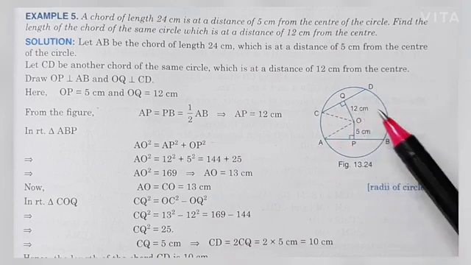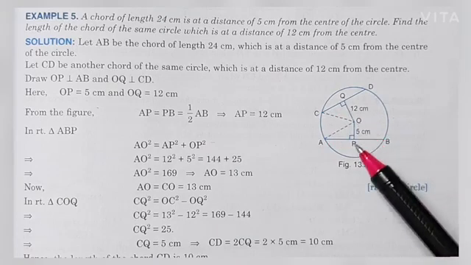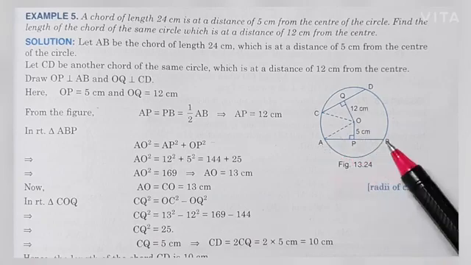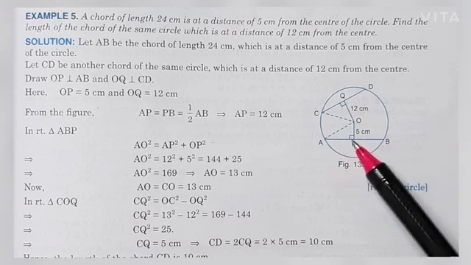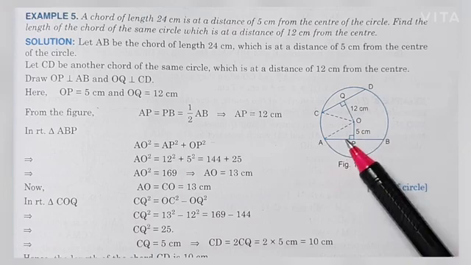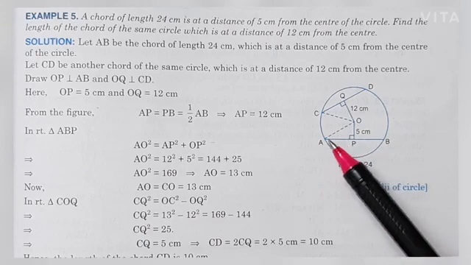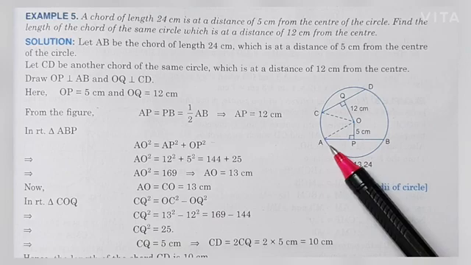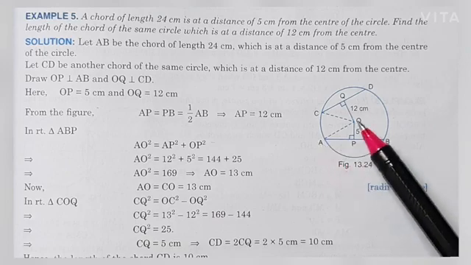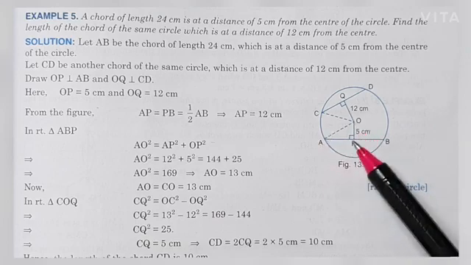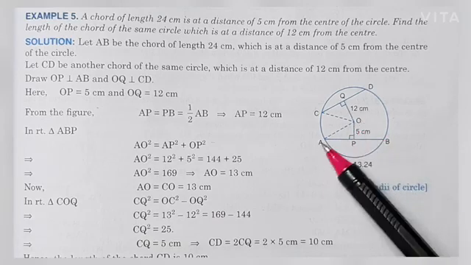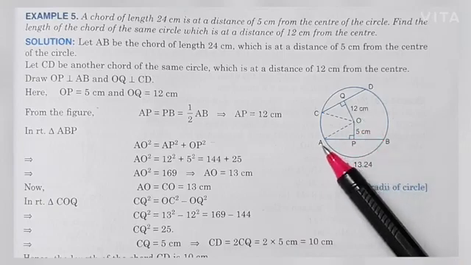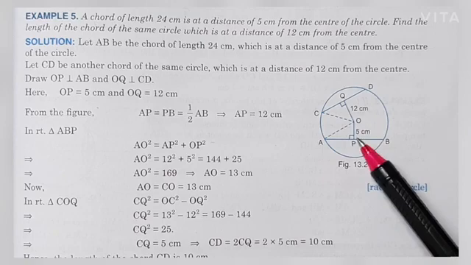Now students, here we know that perpendicular from the center divides the chord into two equal parts. Therefore, AP will be 12, that is half of 24 centimeter. Clear? Now, in order to find the radius, let us apply Pythagoras theorem in triangle APO. Now see, in triangle APO, AO square, that is hypotenuse square, is equal to AP square plus OP square.